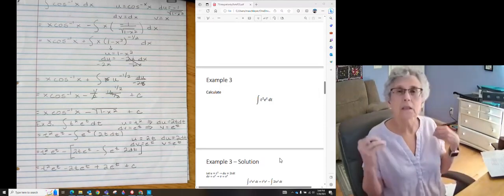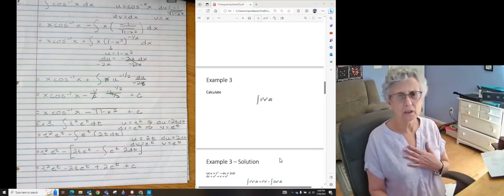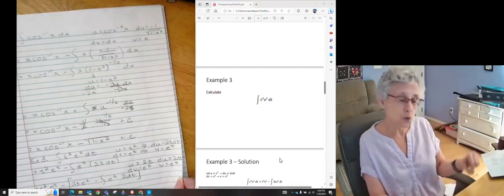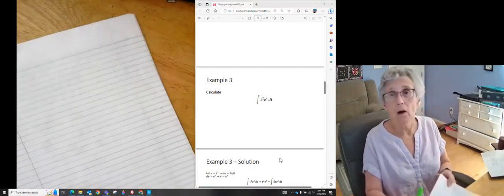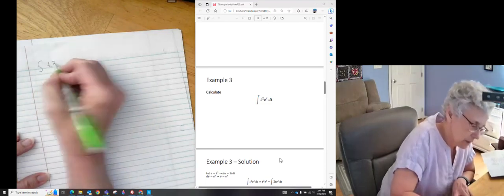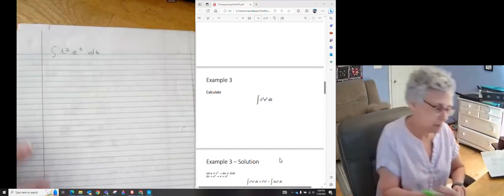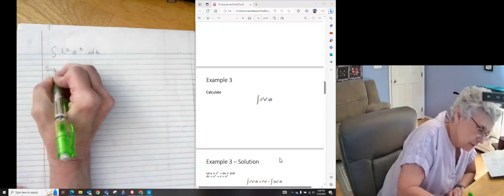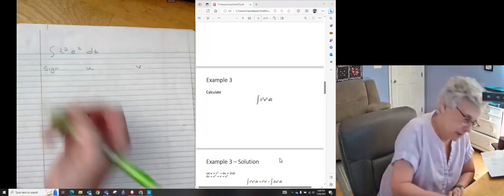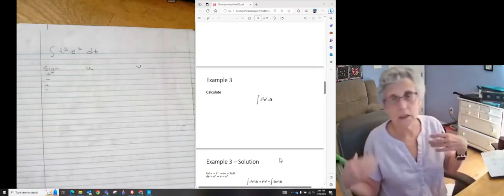Suppose you had t to the 17th power sitting there. Oh, surely there's an easier way. There is. It's a table. So I'm going to redo this problem using what I call the table method. So we have the integral of t squared e to the t. I make 3 columns: a column for sign, a column for u, and a column for v. So my sign is always going to be plus, minus, until you run out.